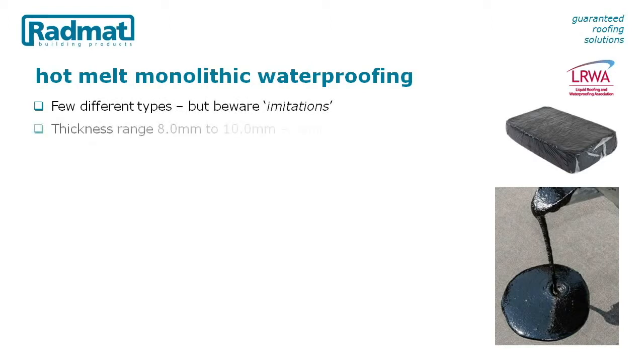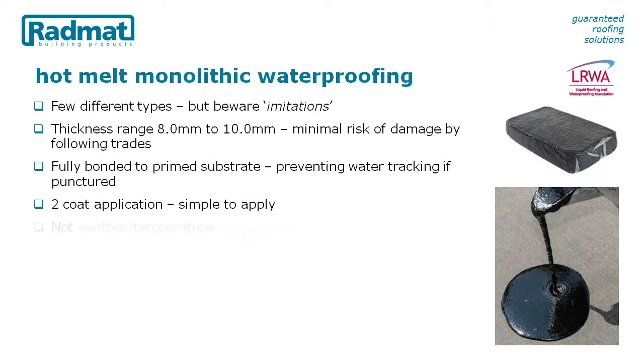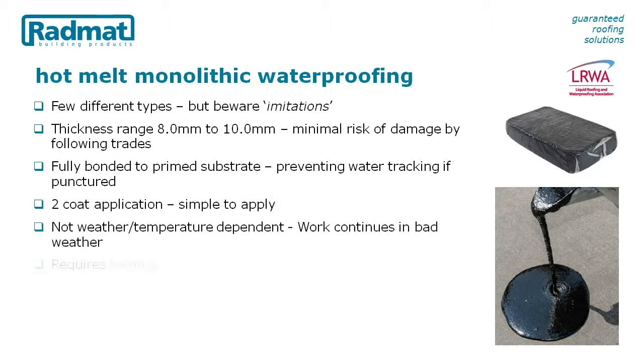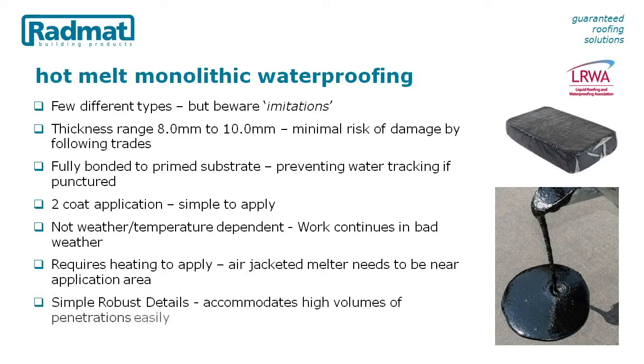Thickness range 8 to 10 mm. Minimal risk of damage by following trades. Fully bonded to primed substrate, preventing water tracking if punctured. Two-coat application, simple to apply. Not weather temperature dependent, work continues in bad weather. Requires heating to apply. Air-jacketed melter needs to be near application area. Simple, robust details. Accommodates high volumes of penetrations easily. BBA durability, life of the building.